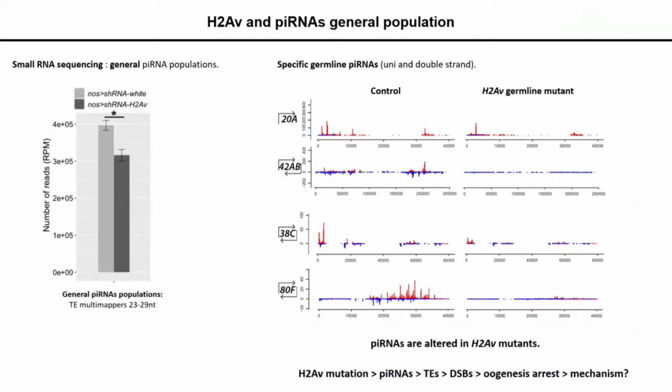So if transposable elements are overexpressed, we thought that piRNA should be downregulated. So to study this, we did small RNA sequencing to study first the general piRNA populations. And in these histograms, you can see that there is a mild effect on piRNA general populations in H2AV mutant.